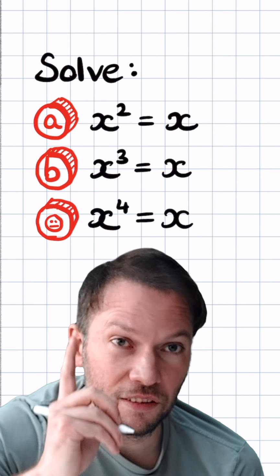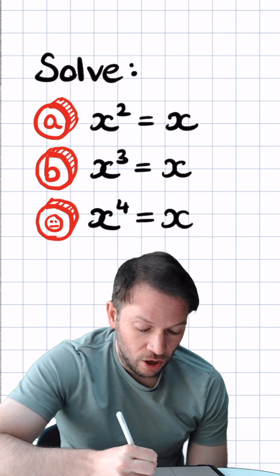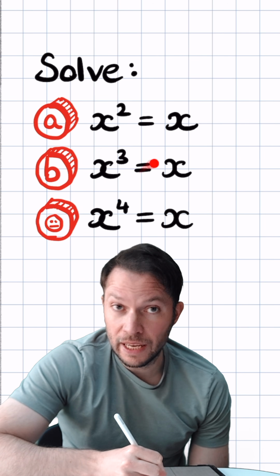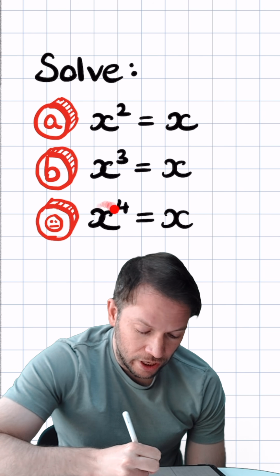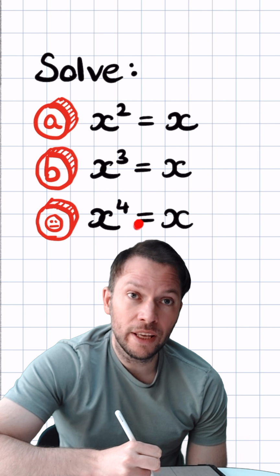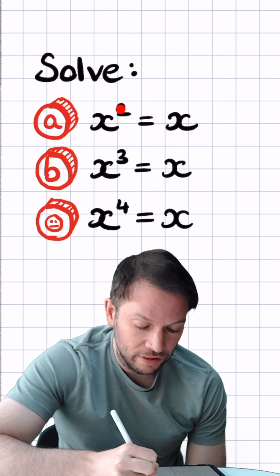Can you solve these equations? So what numbers, when you square them, give themselves? What numbers, when you cube them, give themselves? And if you're feeling clever, and I do feel clever, then what numbers, when you do them to the power of 4, give themselves? Now you might spot that for the first one, if you do 1 squared, that gives 1.